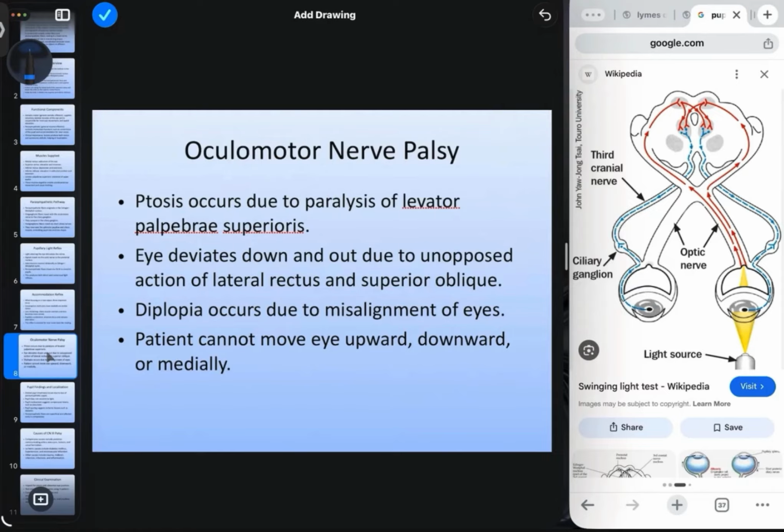I want someone to read about the palsy. Now let's learn about the palsy. Someone else who hasn't read yet, please. I can read. Okay.